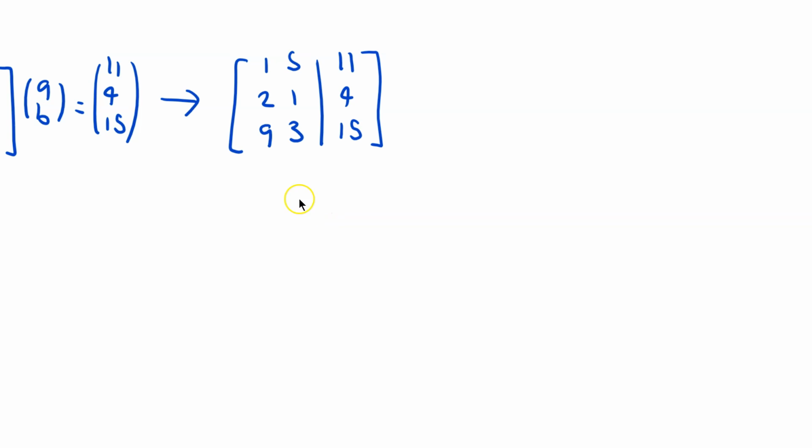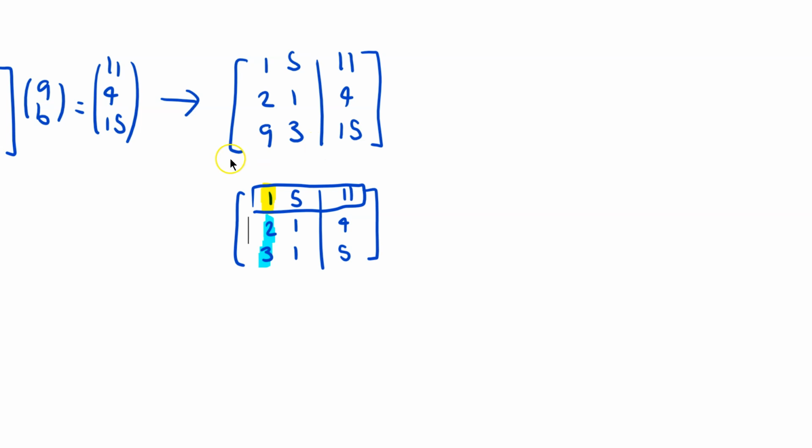First thing first, it seems like I can divide the third row by 3. So let me do that first then. So the first two rows stay the same: 1, 5, 11, 2, 1, 4, and then 3, 1, 5. It seems like I can use this guy as my leading one. So then I have to turn this 2 guy into 0. So this is going to be my first blue bar. I need to turn this 2 guy into 0, so let me do that now.